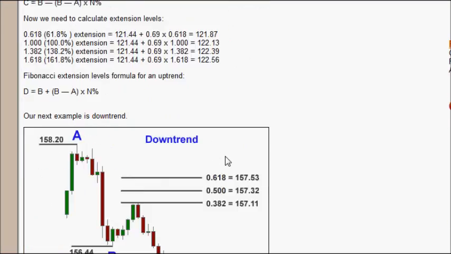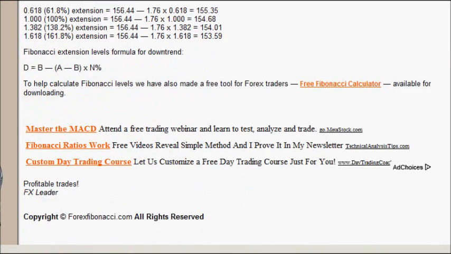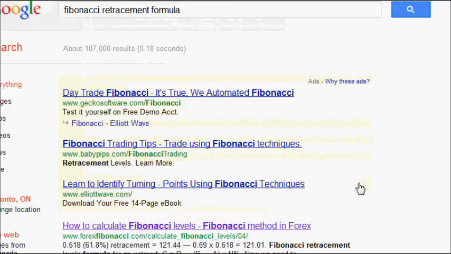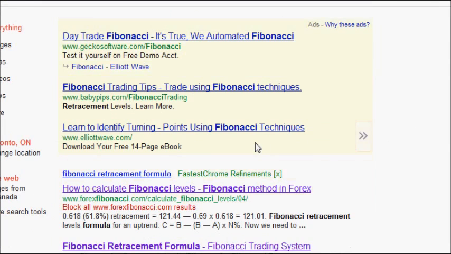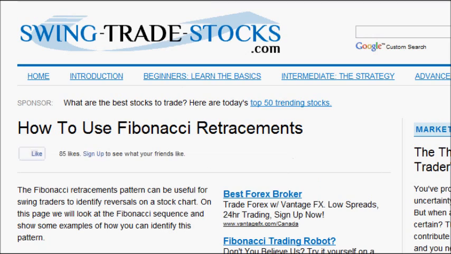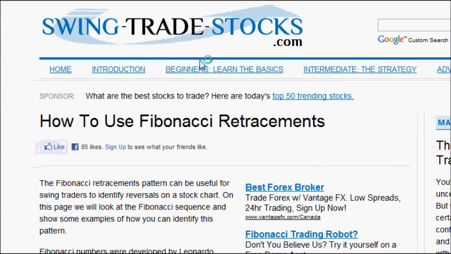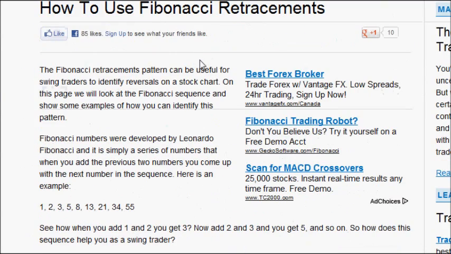see, they talk about the calculation, and this isn't the page I want to see. Now you take the high, you subtract the low, and you multiply it by the percentage, and you add the low again. But this page almost made me sick when I read it. Almost. The Fibonacci retracement patterns can be useful for swing traders to identify reversals on a stock chart.